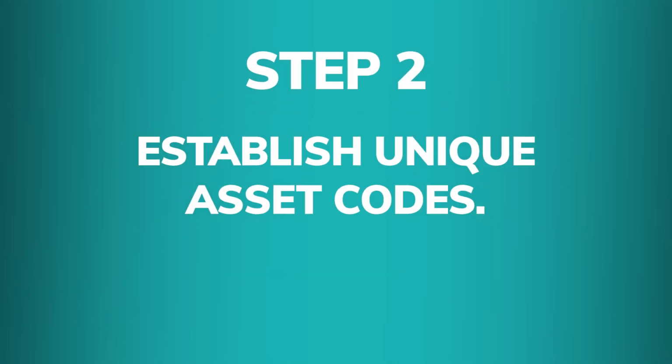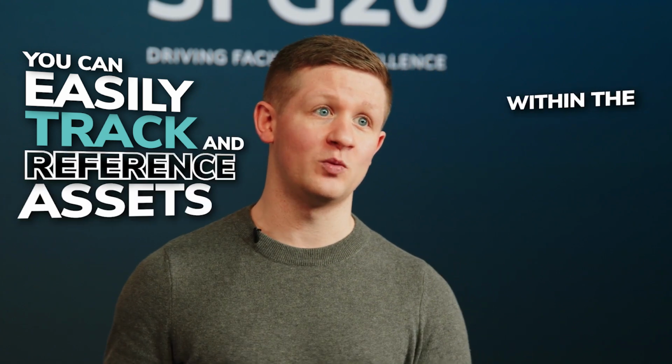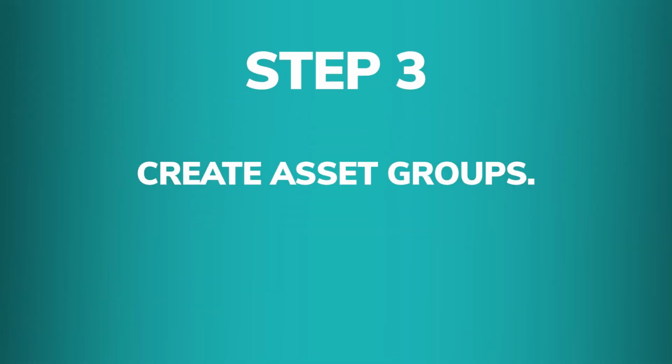Step 2 is to establish unique asset codes. You will need to give each asset within your built asset register a unique identification code, which can be a combination of letters and numbers, so you can easily track and reference assets within the register to provide quick access to information. Step 3 is to create asset groups.